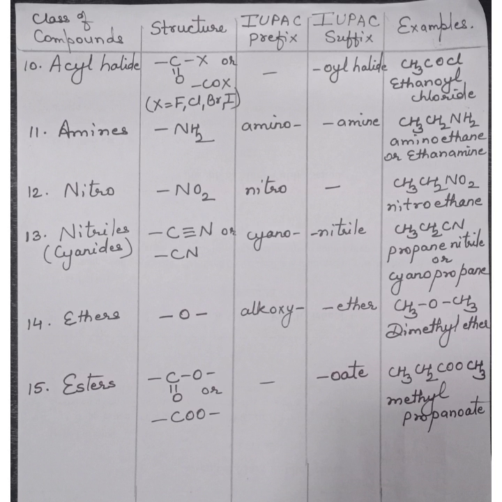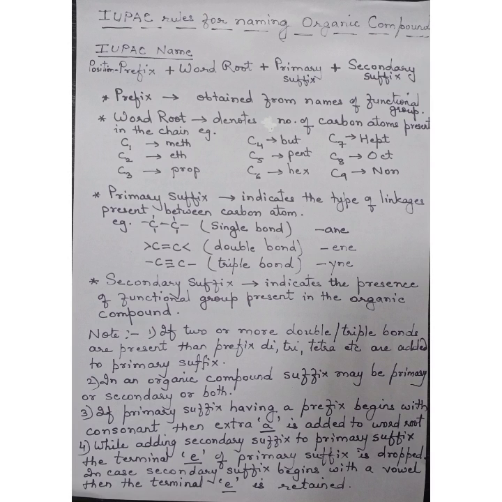Now, as per the nomenclature, the naming is done in the following manner. Position, prefix, word root plus primary suffix plus secondary suffix. Prefix indicates the name of the functional group or the substituent present. Word root denotes the number of carbon atoms present in the carbon chain. Primary suffix indicates the type of linkages present in the carbon chain. Secondary suffix indicates the presence of functional group present in the organic compound.